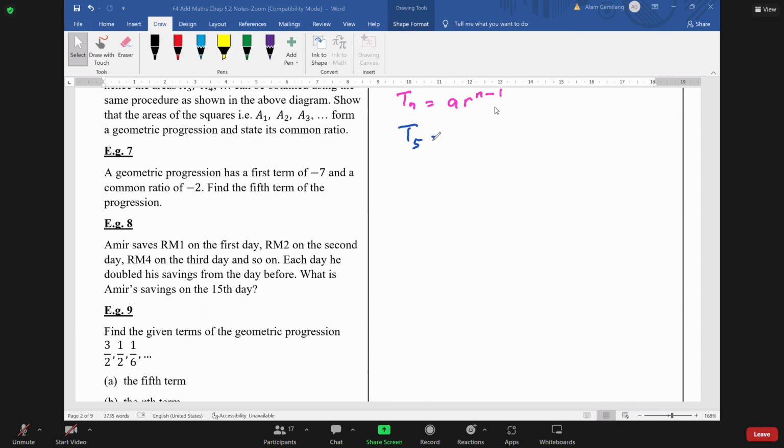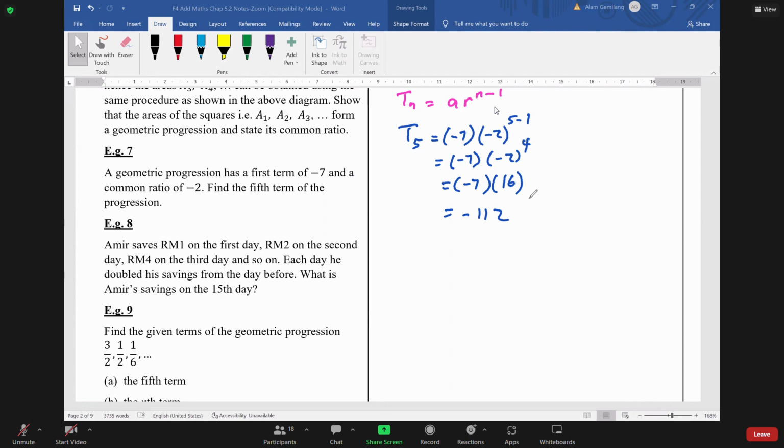T5 is equal to a is -7, r is -2, then it's 5 minus 1. So it's -7 times -2 power 4. -2 power 4 is 16, positive 16, so that will be -112. So the answer is -112.